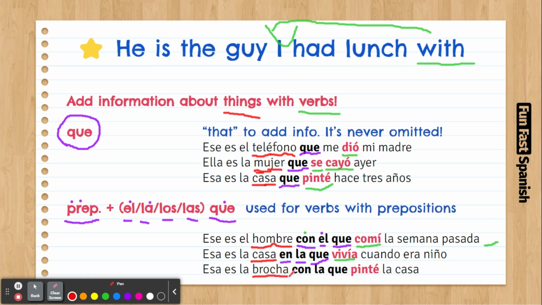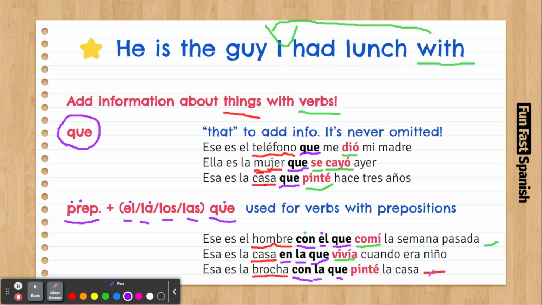Esa es la brocha con la que pinté la casa. Brocha is like a brush you use to paint walls. Yeah. Esa es la brocha, that's the brush, con la que pinté la casa. That's the brush I painted the house with. Yeah, but the with is not going to be at the end. It's going to be before, right? So it's going to be with first. Esa es la brocha con la que pinté la casa.